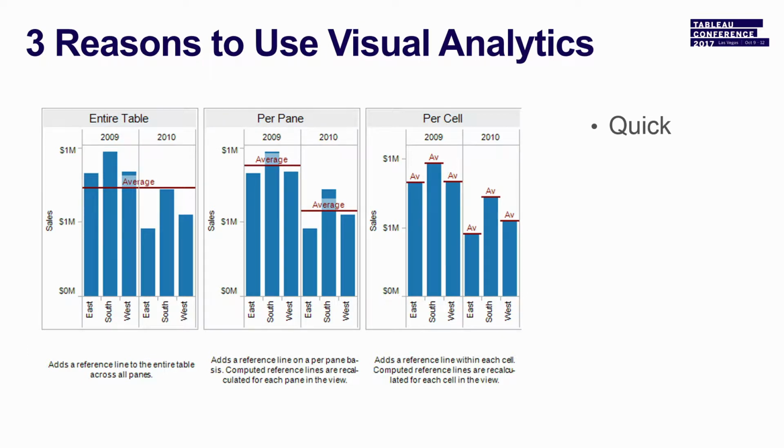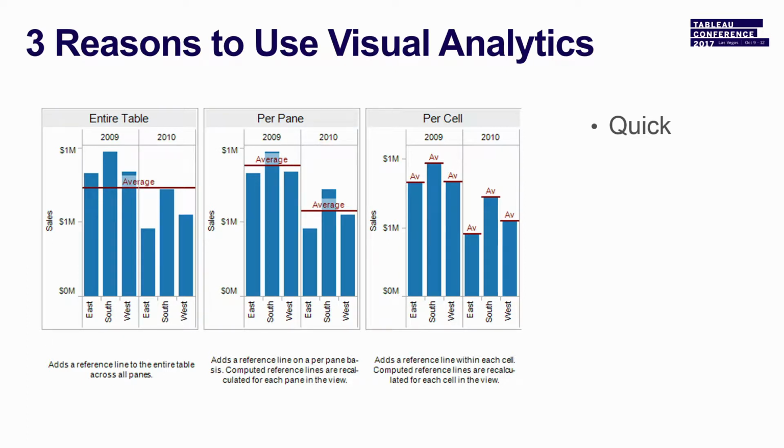Just a simple bar chart. We have region and sales by year, and we have just a simple reference line. So the average line that's being calculated on the far left is the entire table. We can change that by doing per pane, so if we want to look at the average by region by year, and then per cell. And to do these all in Tableau is just a simple couple of clicks.